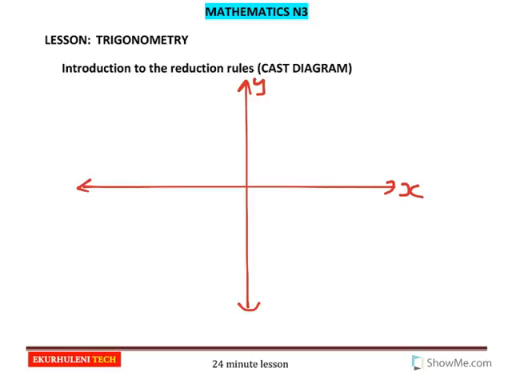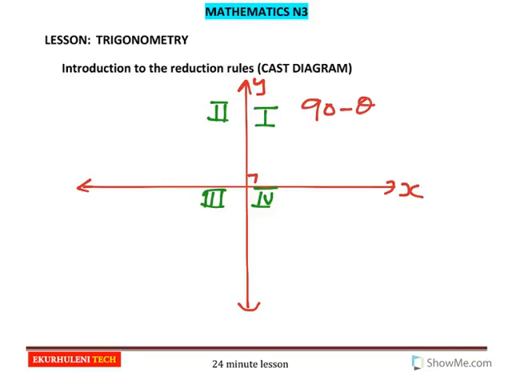Now, we refer to this as quadrant number 1. This one is quadrant number 2. This is quadrant number 3. And this is quadrant number 4. It is named anticlockwise. Now, in quadrant number 1, remember it is less than 90 degrees. This is 90 degrees. So we write it as 90 minus theta, because it is less than 90 degrees.